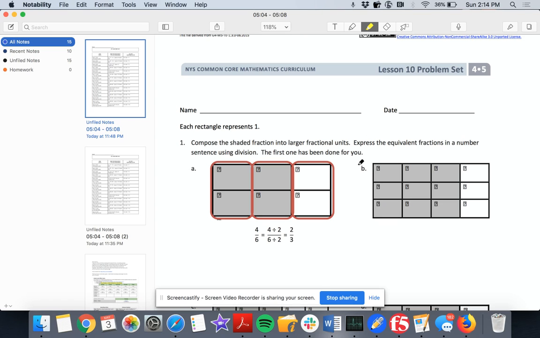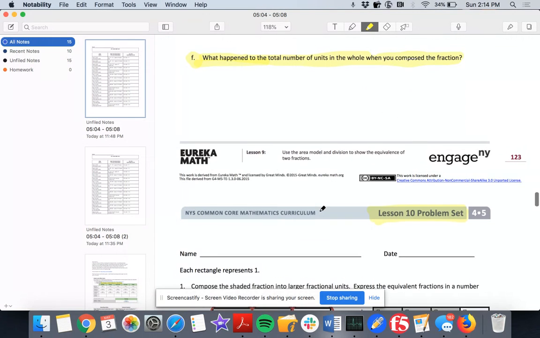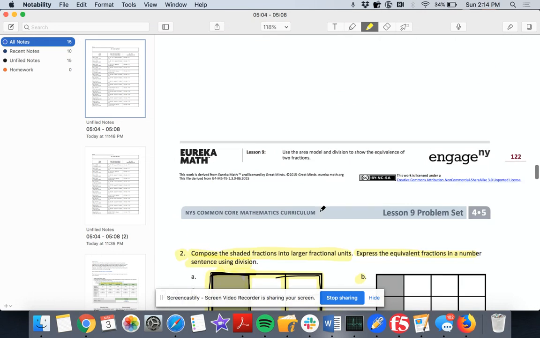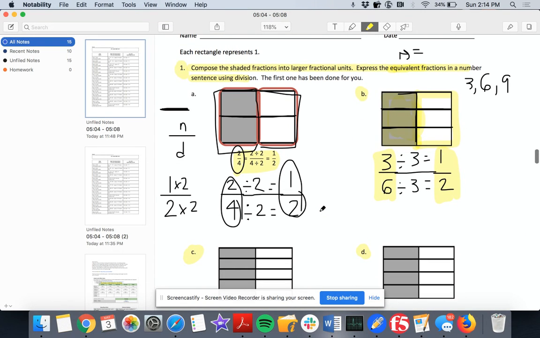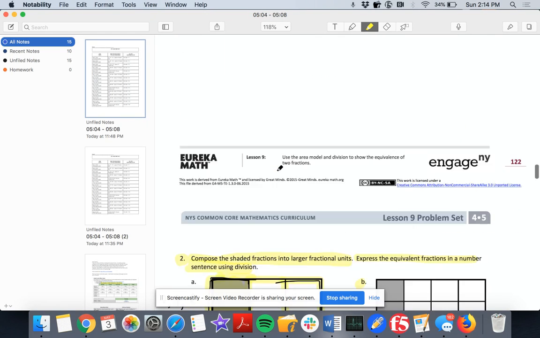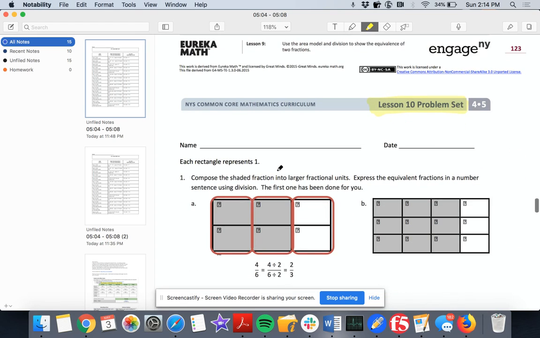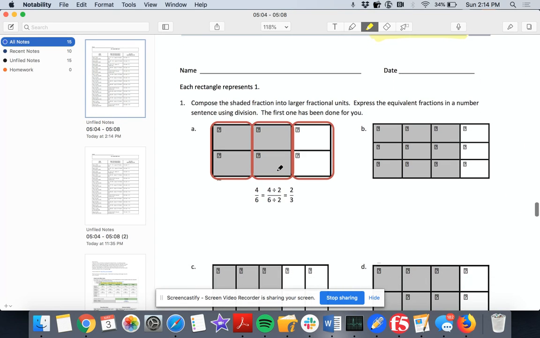Math Stars. Today we will be working on this lesson 10 problem set. Super fun, super amazing because it is pretty much the exact same thing we did yesterday with composing large fraction units and expressing the equivalent fraction in a number sentence using division. So let's do some problems together and then you guys should be all good to go.